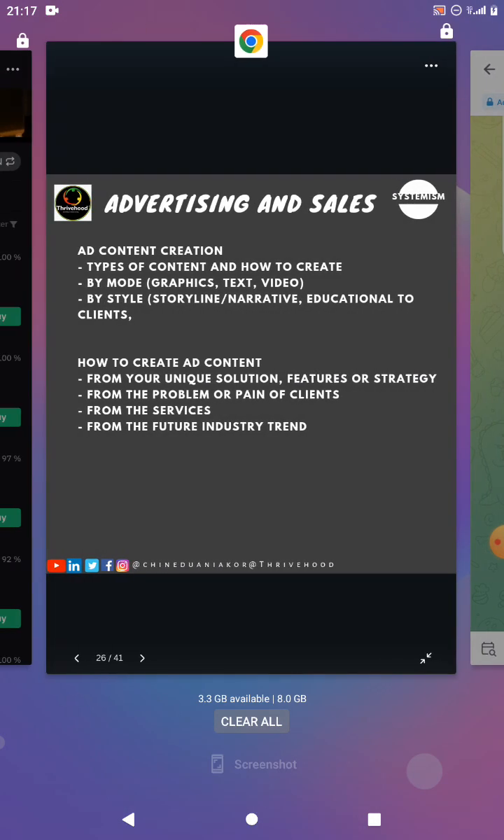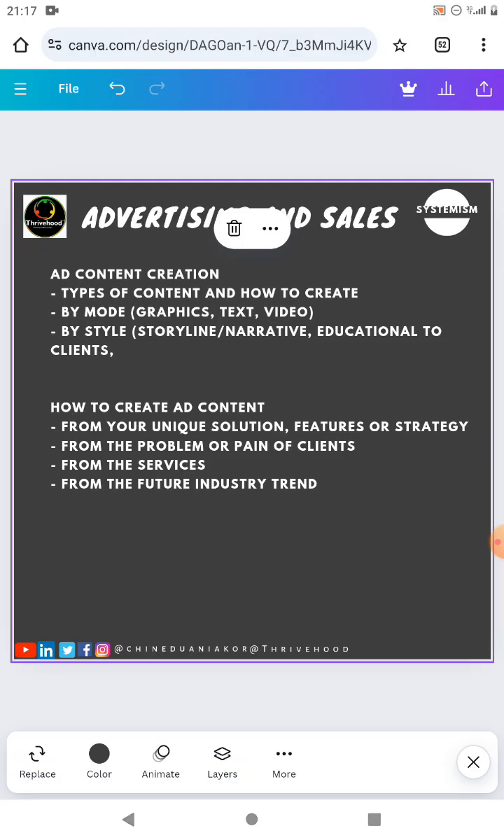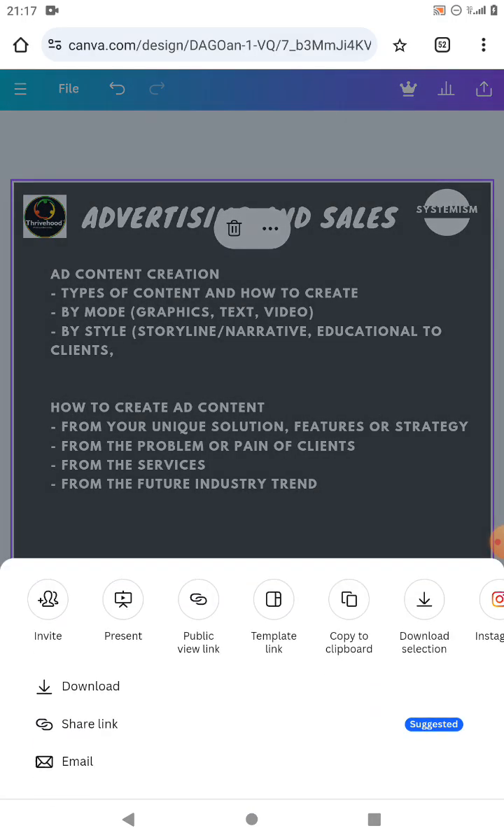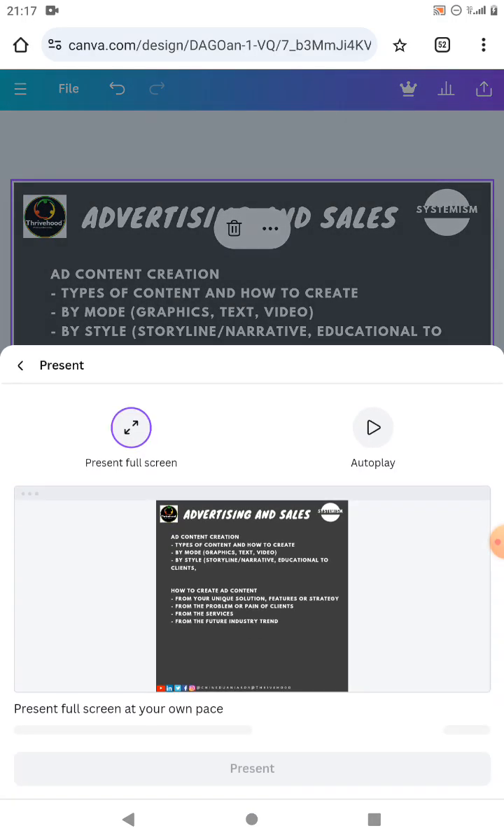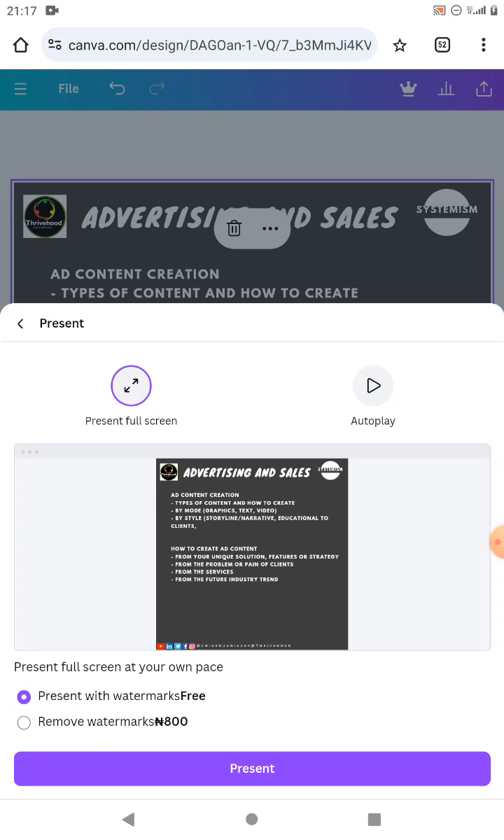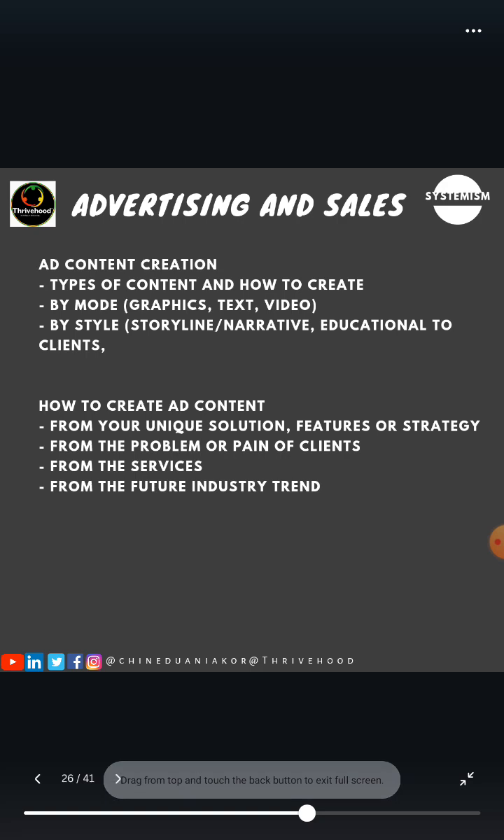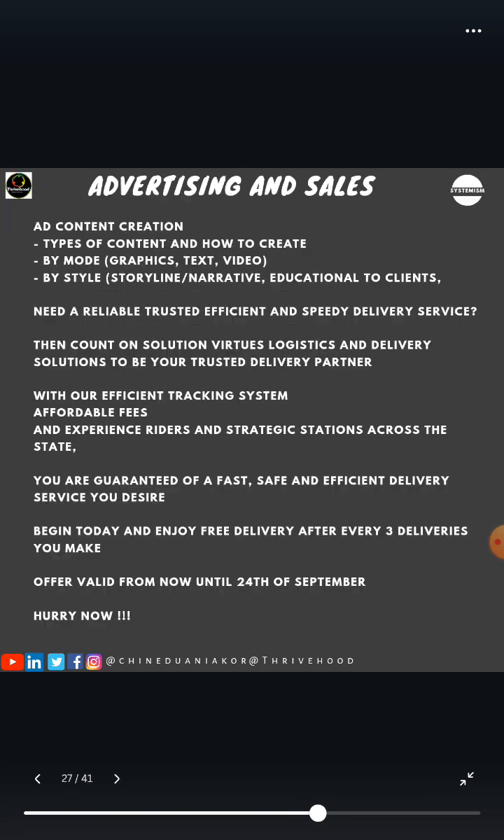So that's it. Like I mentioned, you can create ads from all these other means that I outlined. Do you understand? You can create the ad from the services. Look at all the services that you outline. You use them to create ad content. That's what I'm saying. I already listed it. Look at it: need a reliable, trusted, efficient service. So that's an example of an ad content.